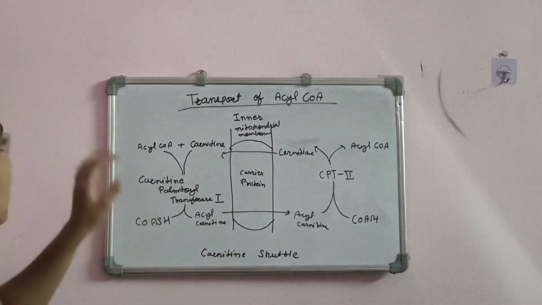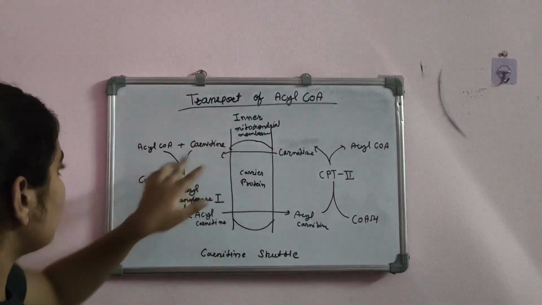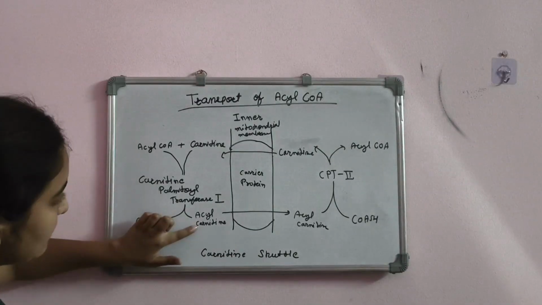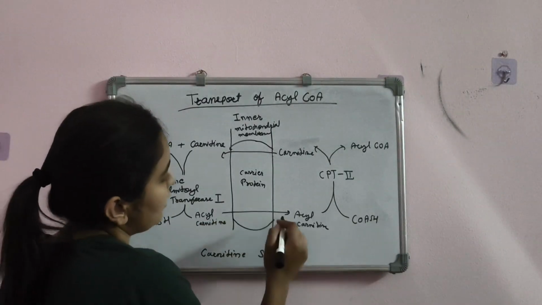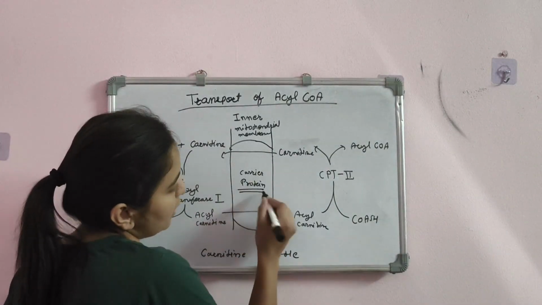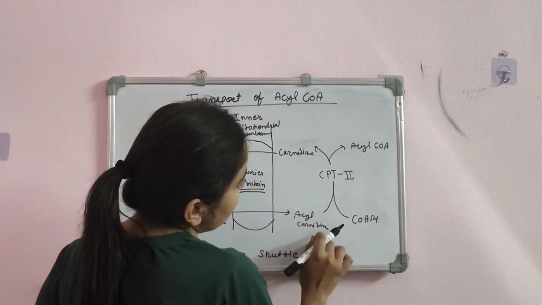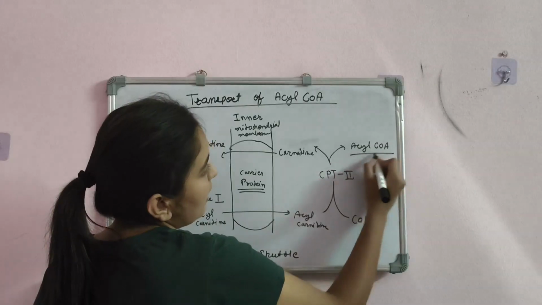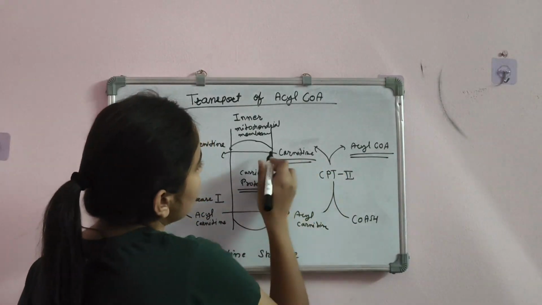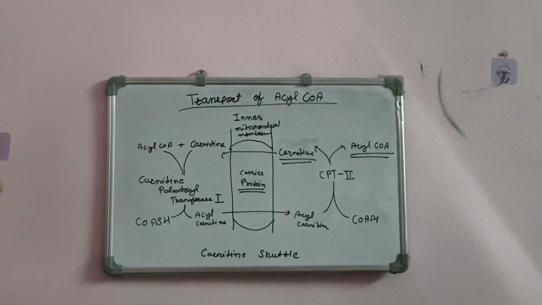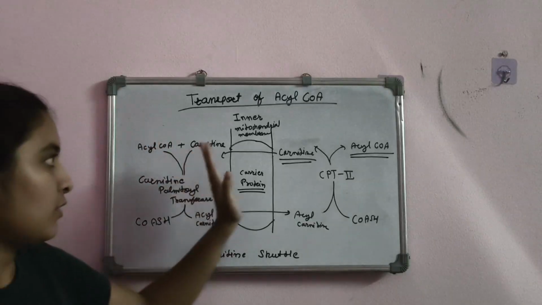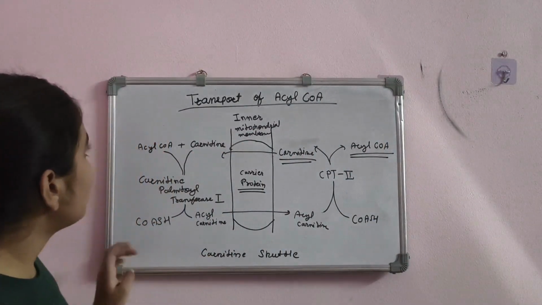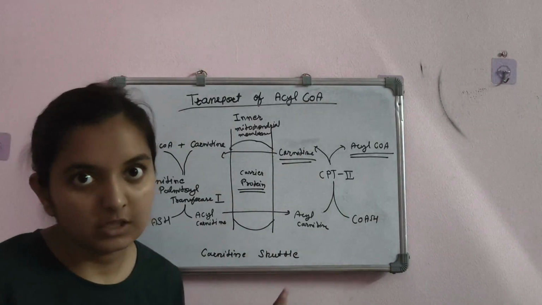So acyl CoA combines with carnitine with the help of the enzyme carnitine palmitoyl transferase 1. It forms acyl carnitine which is transported inside the mitochondrial membrane by a carrier protein, and then this acyl carnitine, with the help of the enzyme CPT2, will again give acyl CoA, and this carnitine is transported back into the cytosol. So this is how acyl CoA is transported into mitochondria. So now let's move towards the main step, that is beta oxidation.